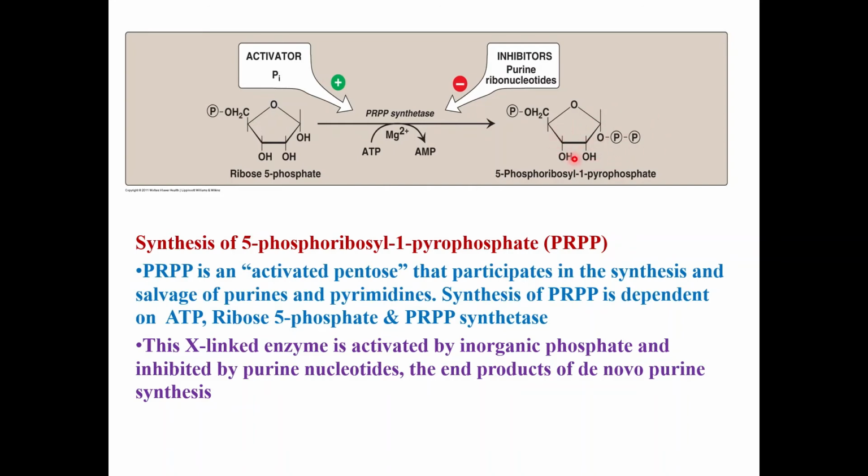This is the preparatory step in which PRPP is formed. PRPP is an activated pentose that participates in the synthesis and the salvage of purines and pyrimidines. Synthesis of PRPP is dependent on the enzyme PRPP synthetase, then ATP and also the ribose 5-phosphate moiety. PRPP synthetase is activated by inorganic phosphate and inhibited by the purine ribonucleotides, that is IMP, GMP and AMP, the end products of the de novo purine synthesis.